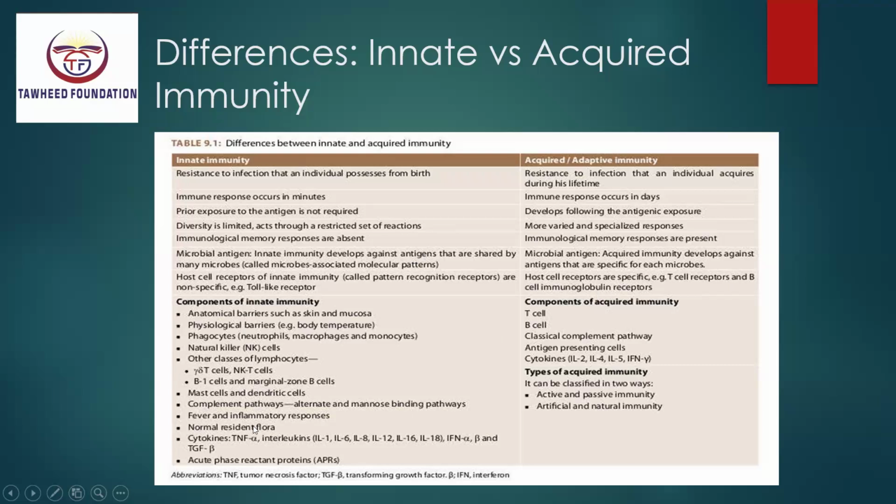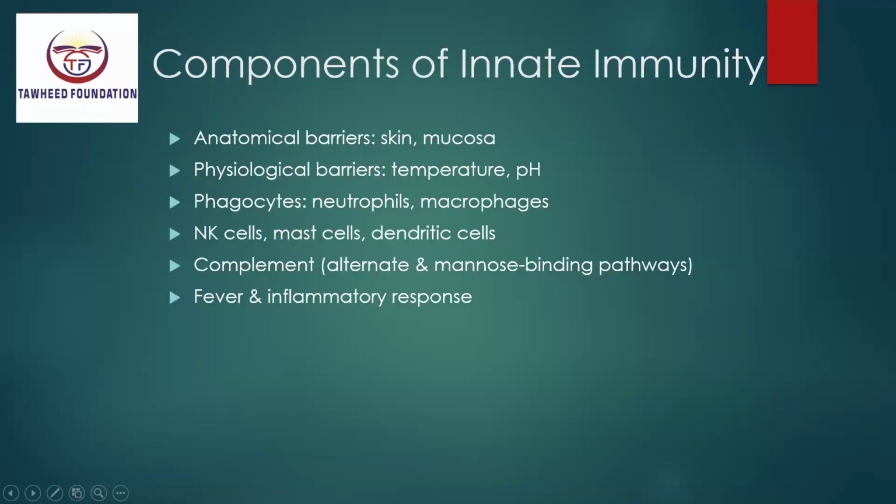These are the components of innate immunity, and these are the components of acquired immunity. So we'll start with components of innate immunity. Anatomical barriers. First, what are the components of innate immunity? There are several mediators of innate immunity.